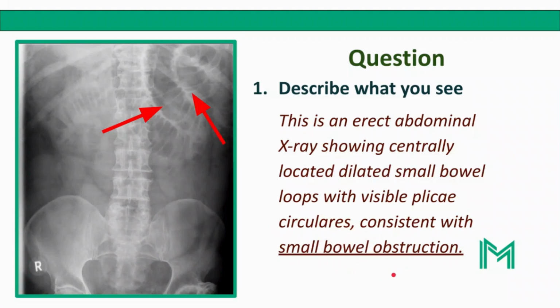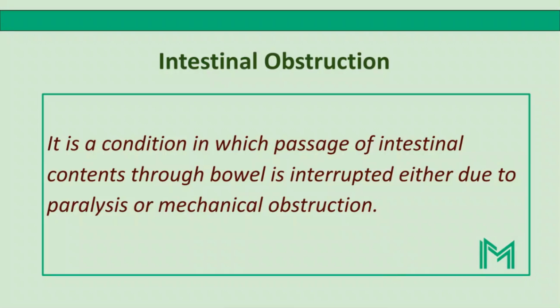So don't go anywhere. Now, intestinal obstruction is a condition in which the passage of intestinal contents through the bowel is interrupted, either due to paralysis or mechanical obstruction. We know that peristalsis occurs for intestinal contents to be able to pass through the bowel, but for some reason, passage of intestinal contents can be blocked or interrupted. When it is interrupted, we call that an intestinal obstruction, and this usually occurs as a result of paralysis or mechanical obstruction.